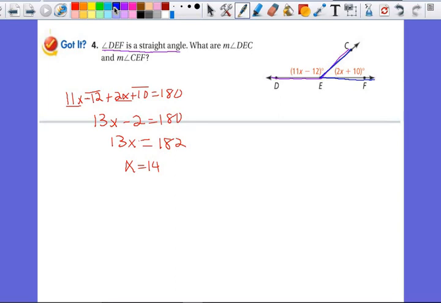So, if we need to find now the measure of angle DEC and CEF, right? So let's find the measure of angle DEC first. If we find the measure of angle DEC, we take 11, we're going to multiply that by 14 because that goes in for x, and then we're going to subtract 12. So if we do 11 times 14, we get 154 minus 12 gives us 142.